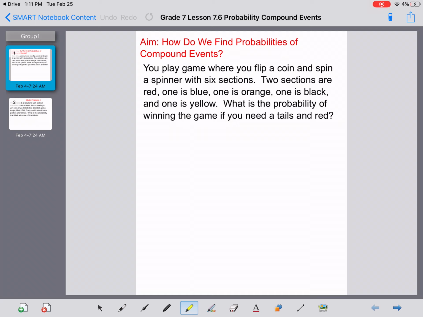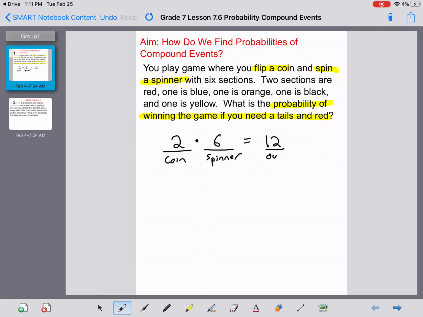Now, we need to find the probability of winning the game if I need a tails and a red. So the first thing I need to do is figure out my total possible outcomes. I need to see how many events there are. I'm flipping a coin and spinning a spinner. So I have my first event, which is the coin, and my second event, which is the spinner. For the coin, there are 2 options, and for my spinner, there's 6. So I'm going to multiply those 2 numbers to get that there are 12 total possible outcomes.